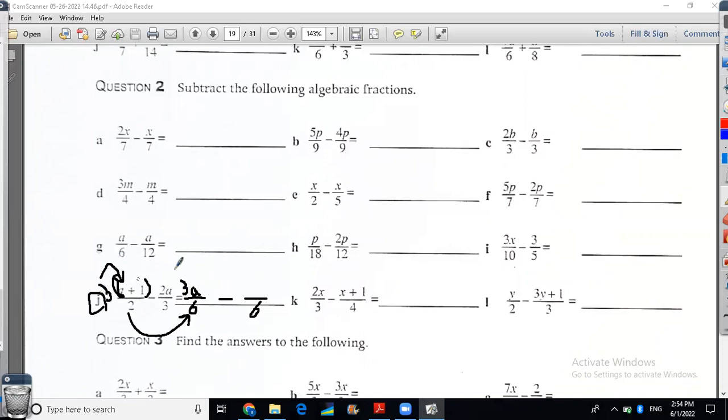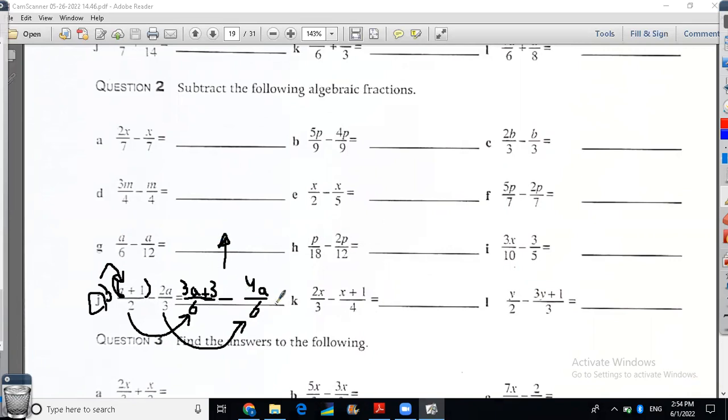3 times positive 1 is positive 3. And here is the first fraction. Let's just extend the line over here a little bit. Minus. What happened to the 3 to become 6? I multiplied it by 2. Then multiply 2a by 2, it becomes 4a. Okay. I have no spaces, so I'm going to go up.